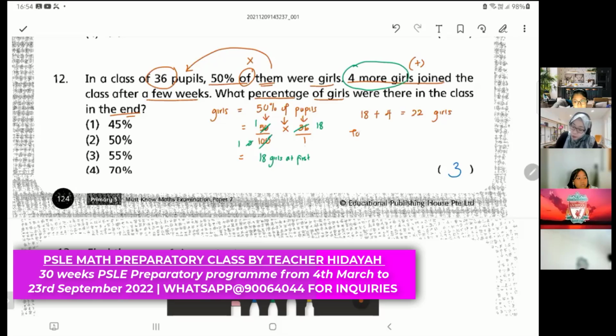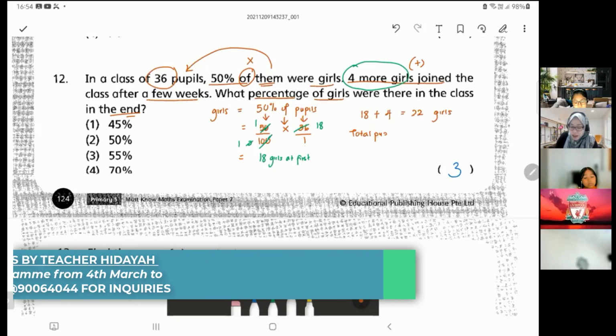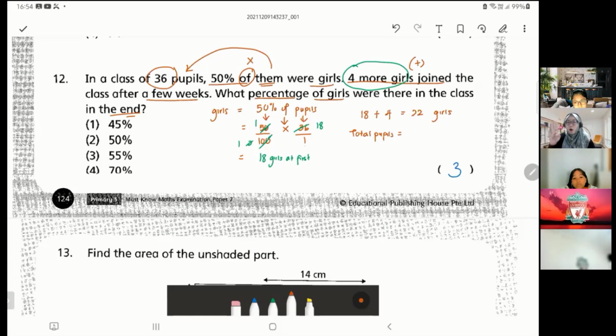Now my total pupils will also increase, right? Since there are 4 more girls who were added into the class, the total number of pupils in the class will increase. Okay, so it will become 36 plus 4, which is 40.